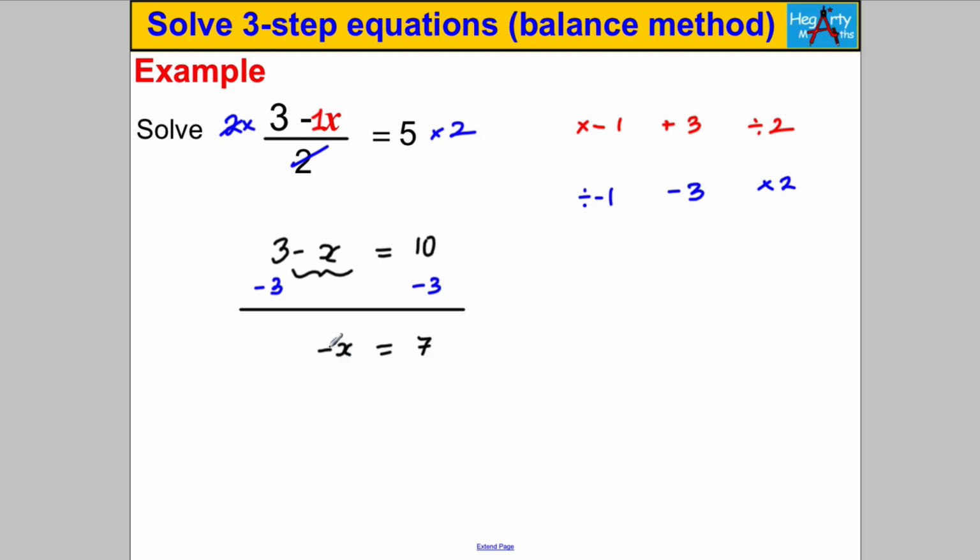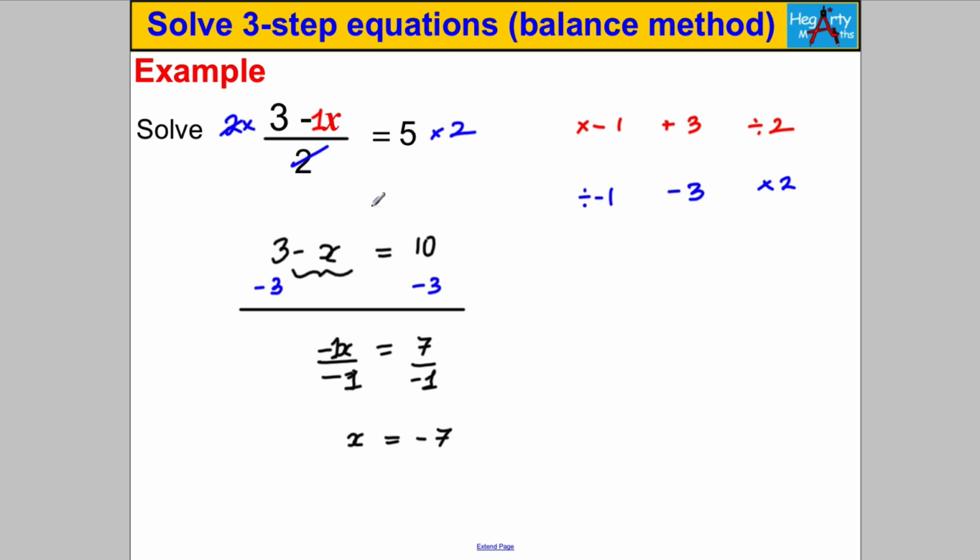And lastly, I'm going to divide by this hidden negative 1 there. I'm going to divide both sides by negative 1. So I'm left with x is equal to positive 7 divided by negative 1. A positive divided by a negative is overall negative. 7 divided by 1 is just 7.